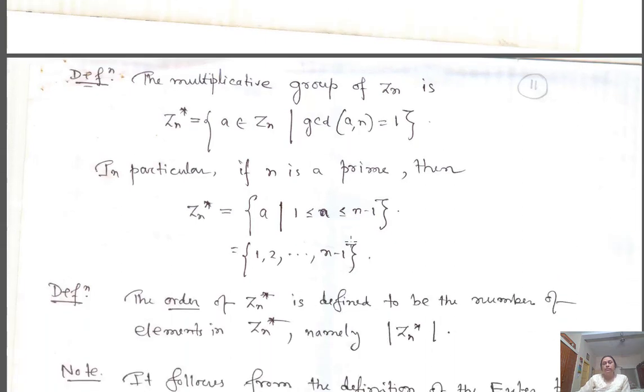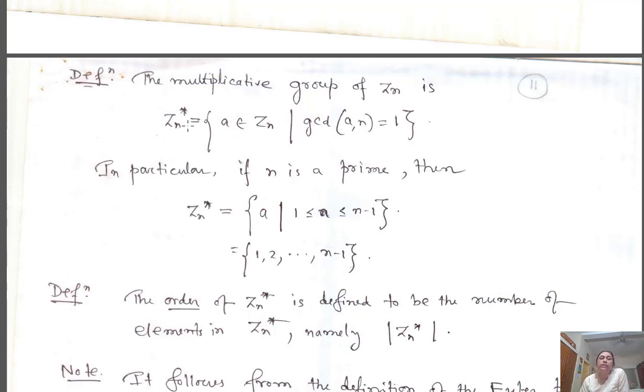Now, we were working modulo n. Now we are interested in Zn star. The multiplicative group of Zn is Zn star. Zn star is the set of elements in Zn which are co-prime to n, that is, the set of all a belonging to Zn such that the GCD of a and n is 1.